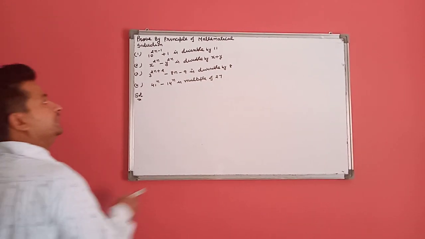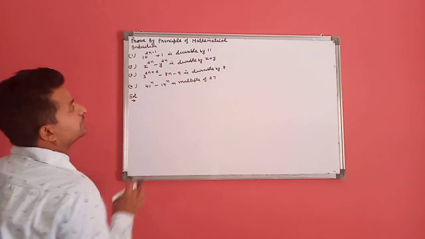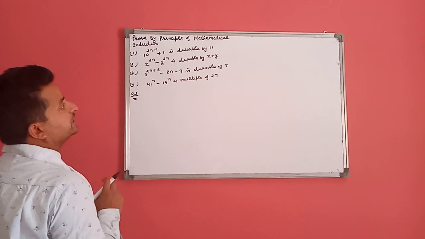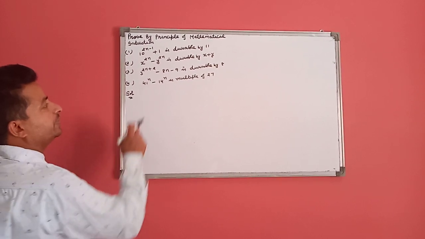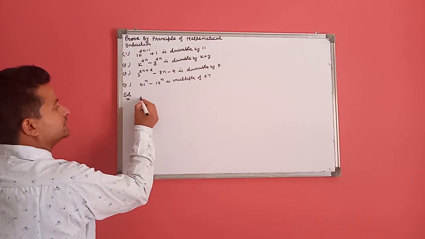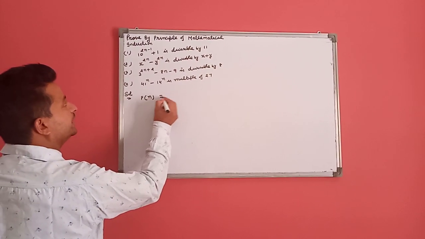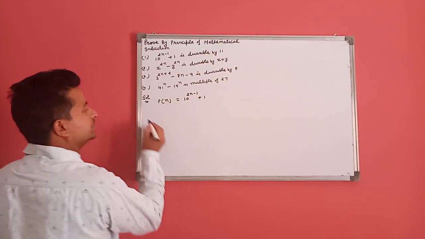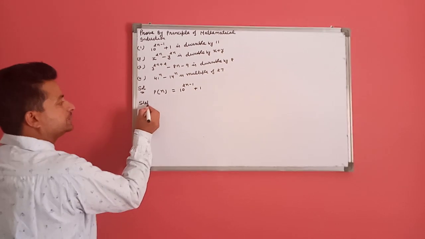The first one is: prove by the principle of mathematical induction that 10^(2n-1) + 1 is divisible by 11. First of all, we take this statement as Pn. So this is the statement.